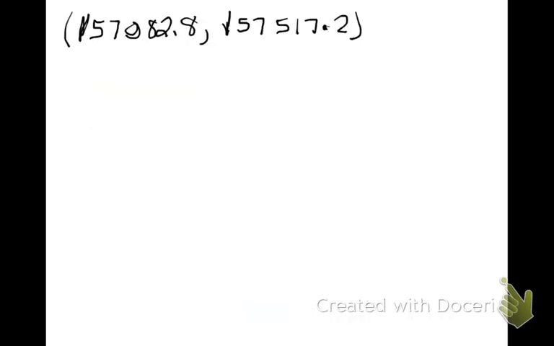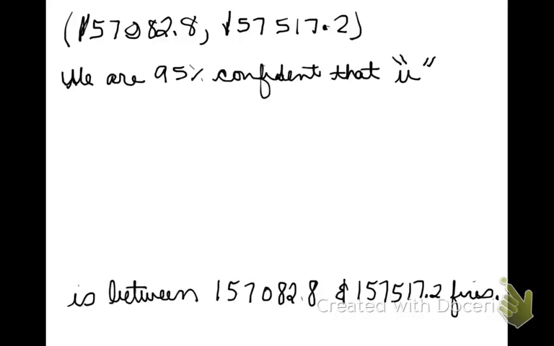I've copied our confidence interval formula to this page so that we have room to write out our interpretation. You should start by reporting your level of confidence. So you're basically saying that you're 95% confident that the average is somewhere between 157,082.8 fires and 157,517.2 fires in a one-year period.